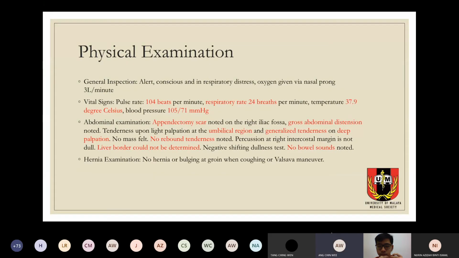So the physical examination is as follows. General inspection, the patient is alert and conscious but in respiratory distress. So oxygen was given via nasal prong at a flow of about 3 liters per minute. Vital signs, the patient is a bit tachycardic, 104 beats per minute. Respiratory rate is 24 breaths per minute, so tachypneic. Temperature is 37.9 degrees Celsius, borderline. Blood pressure is actually hypotensive, 105 over 71 millimeters of mercury. So from there, what do you think this patient's state is currently in?